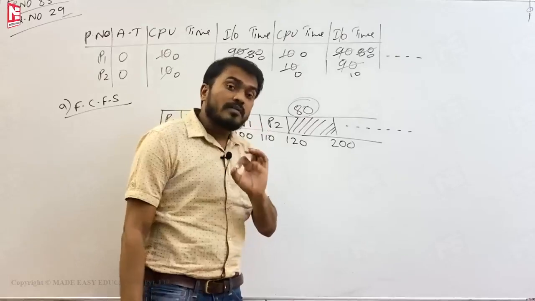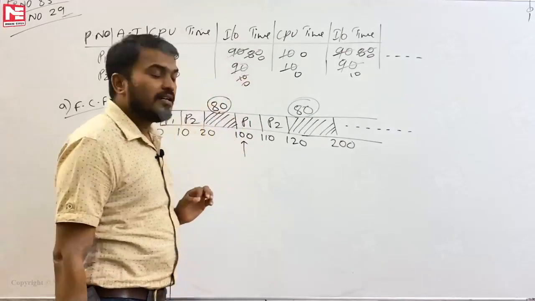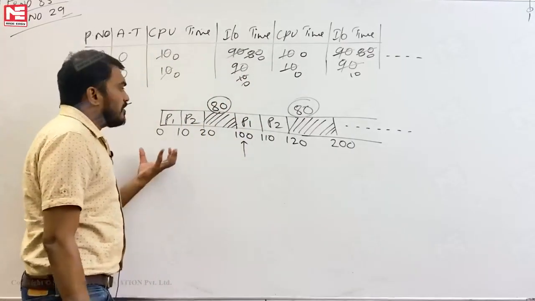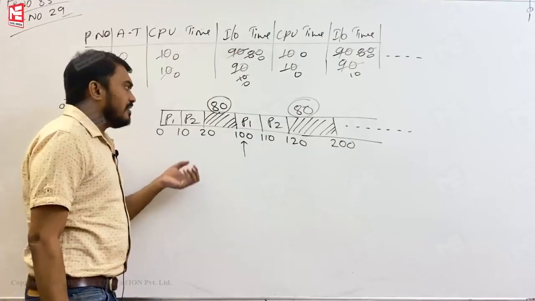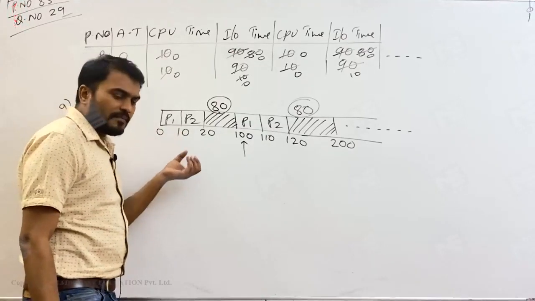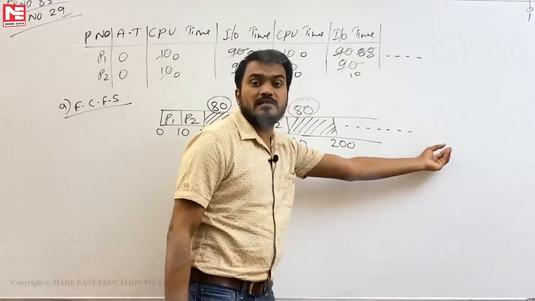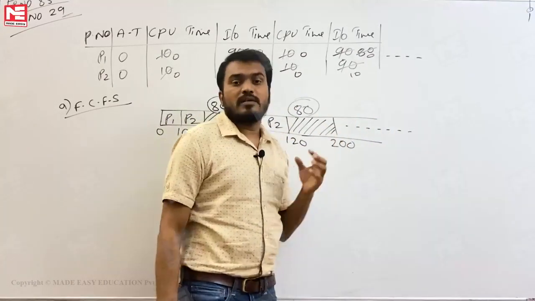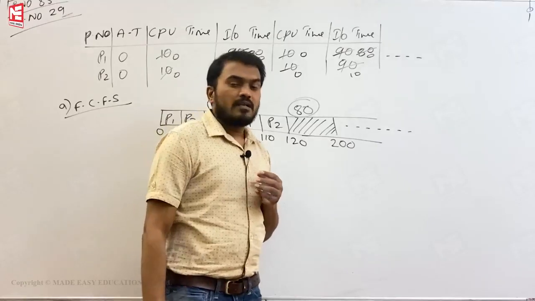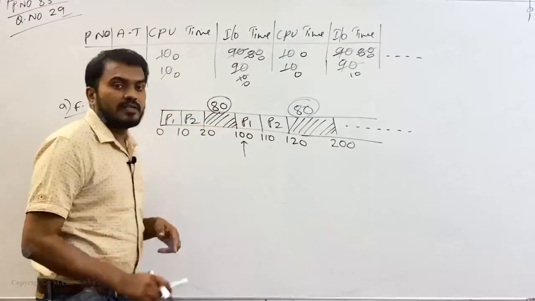So what is the observation you made here? The observation is, when you execute this Gantt chart, the CPU will be idle for 80 seconds, 80 seconds, 80 seconds. The same thing will continue in the same manner. Now that is the case with FCFS.